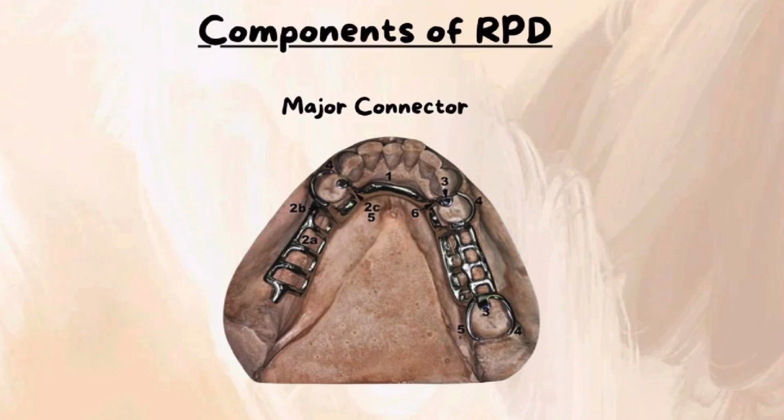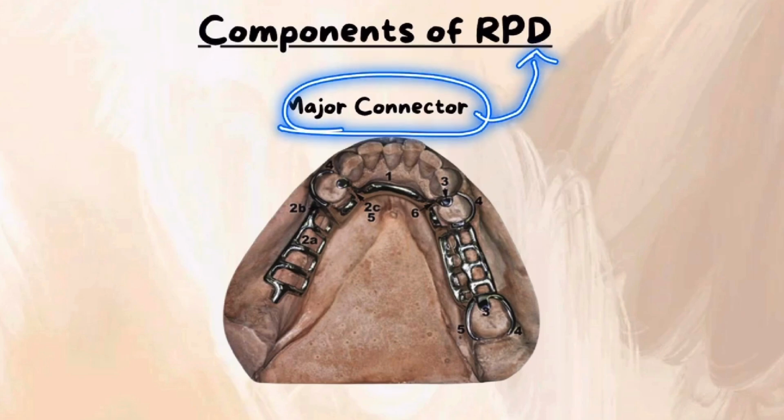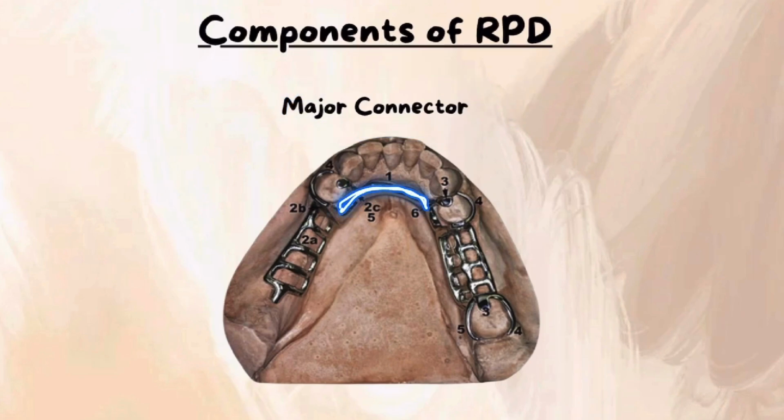In today's video, we will be discussing the mandibular major connectors. Before understanding the types of mandibular major connectors, we'll see what a major connector is first. So what is a major connector? A major connector is a part of an RPD which is joining the components on one side of the arch to the components on the other side of the arch.